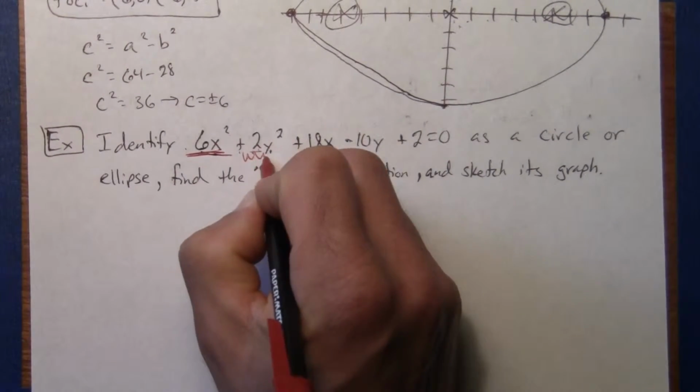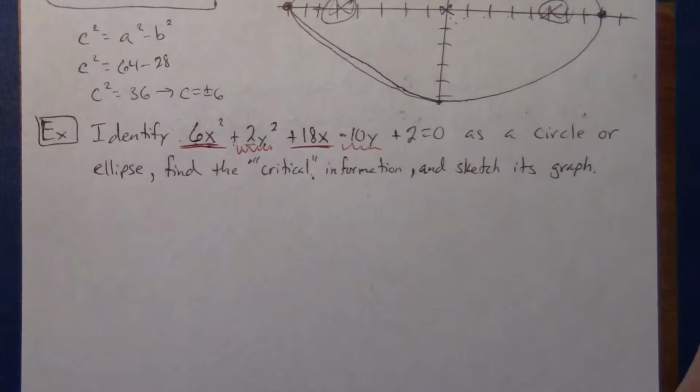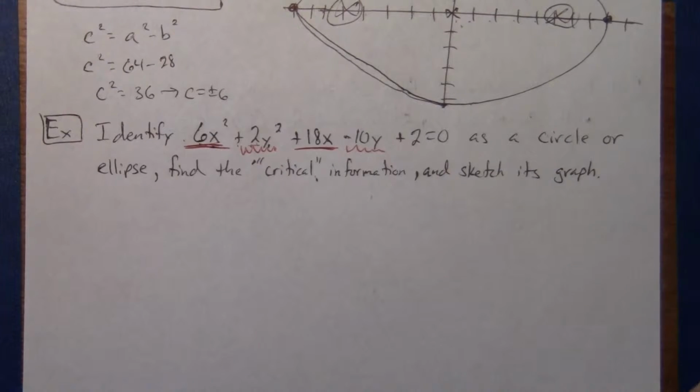Take a look at the y's. You've got a y squared term. There's a y term. That means I'm also going to have to complete the square with the y's. I'm going to have to do it twice.